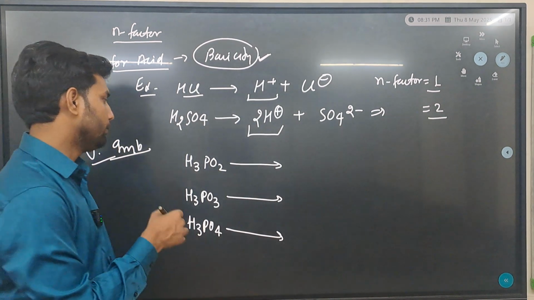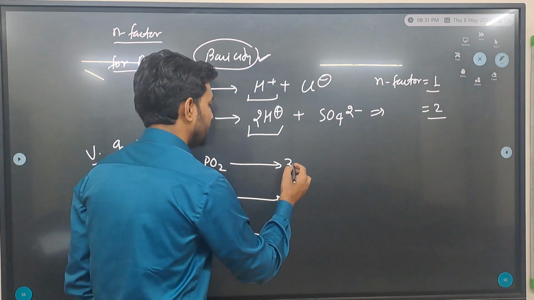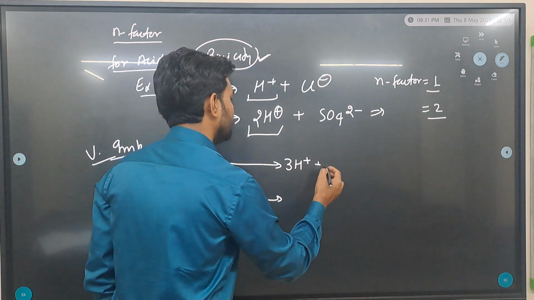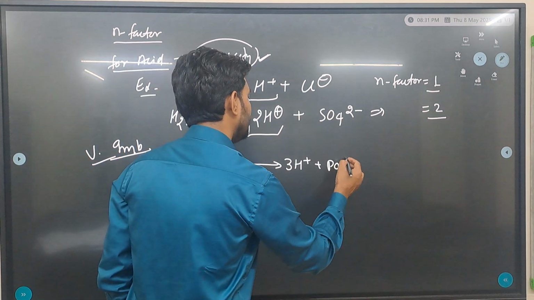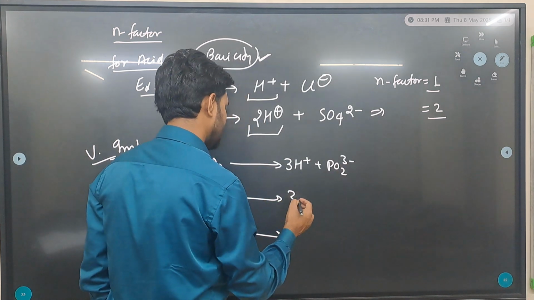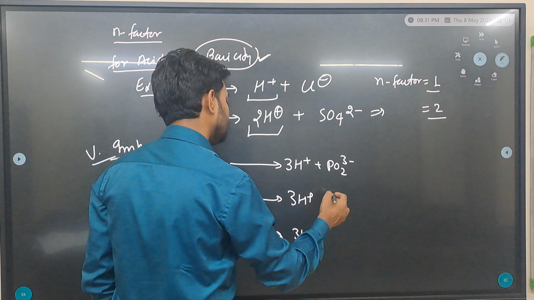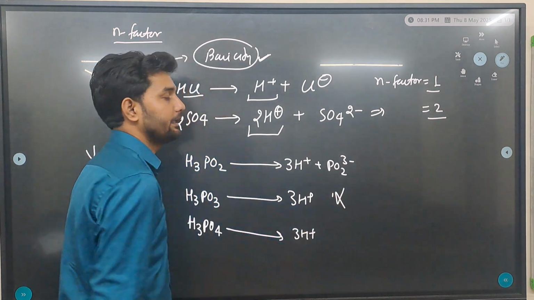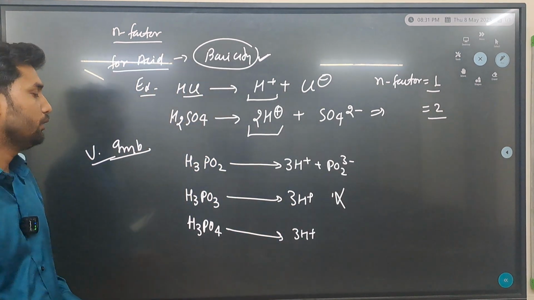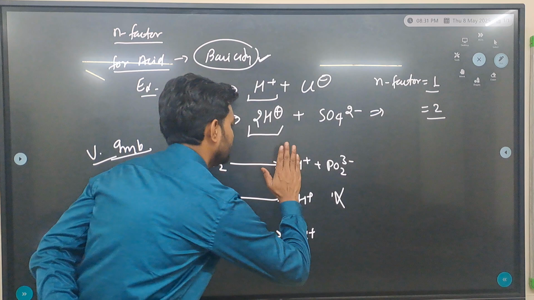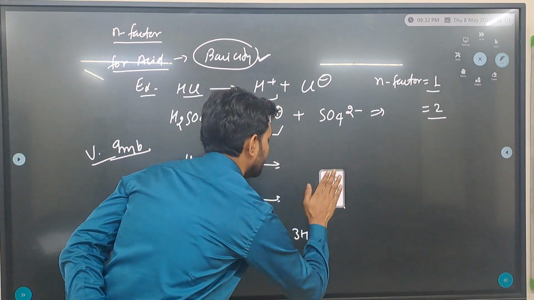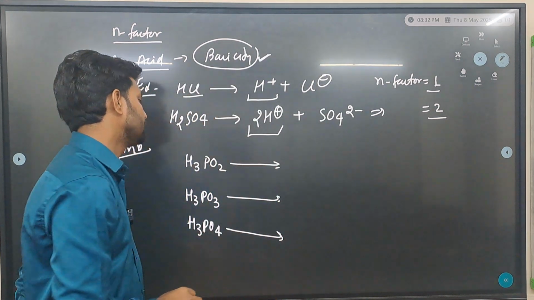Example: if it dissociates into H3 plus and PO2 3 minus, like 3H plus, then this is not the correct option. This is incorrect. So what will be the correct option for these types of examples?